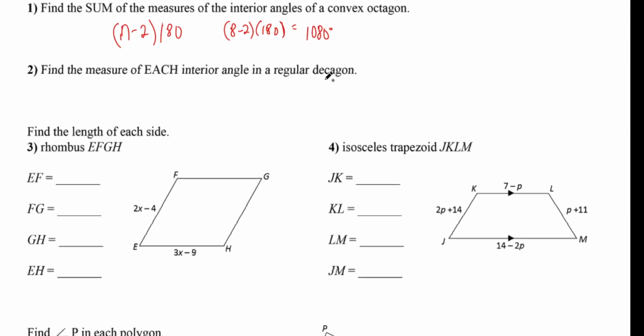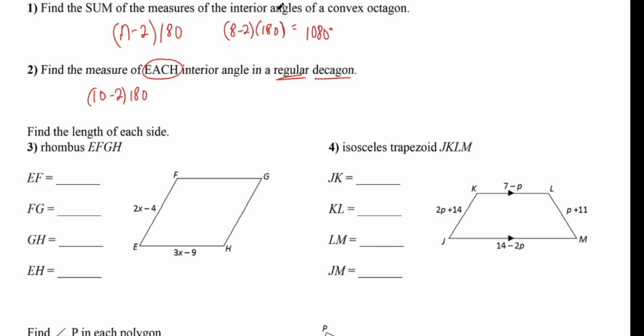This one says a regular decagon. How many sides is a decagon? 10. So what would you do? 10 minus 2 times 180. Right? But this says what? Find each interior angle of a what? Regular decagon. So if it's a regular decagon, this one doesn't say regular up here, does it?